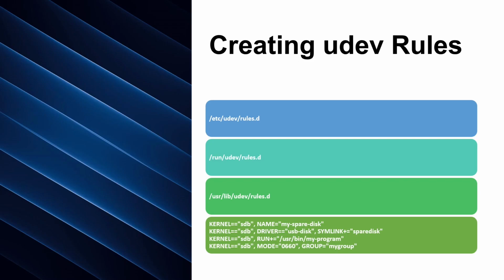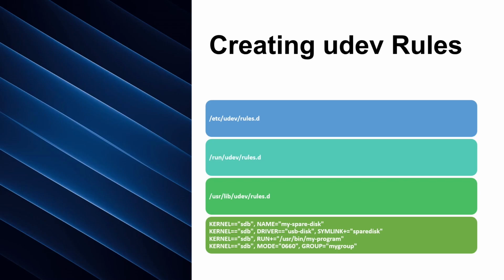These will match a device's attributes and/or characteristics to some value. The second part consists of one or more assignments of key-value pairs that assign a value to a name, such as a file name, group assignment, or even file permissions, right? You can see some examples at the bottom of the screen. If no matching rule is found, it uses the default device node name.